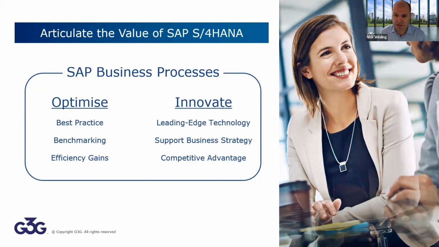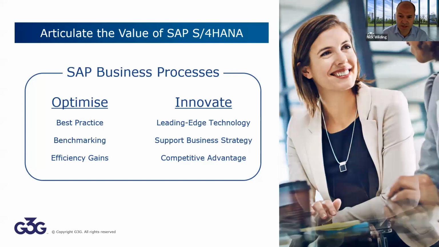As part of the S/4HANA business case, it's helpful to be able to articulate the value that S/4HANA can bring to your business processes. If we look at two key objectives from the business processes, we can focus on the ability to identify opportunities to optimize and innovate those processes. How can we optimize the way things are done? Is your organization following best practice or standard processes? How are your processes compared to industry peers or other industries? Are there efficiency gains to be made with your current processes?